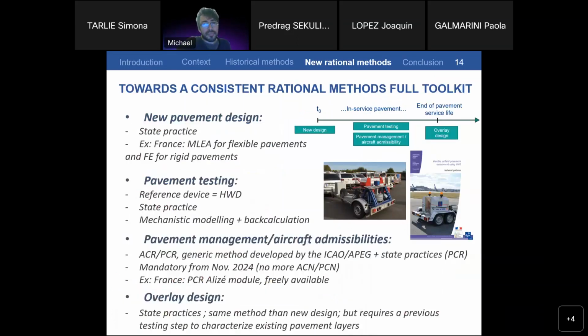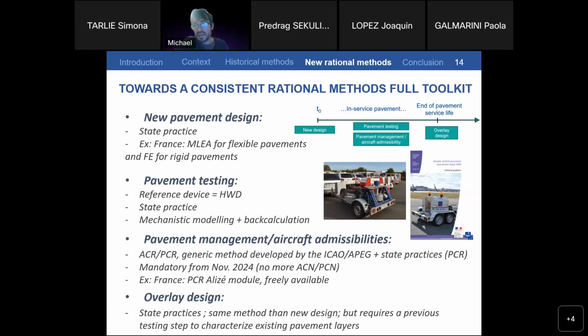So well, today we have a full toolkit of rational methods, from the new design to the overlay design, with the intermediate steps, which are the pavement testing and the pavement management. So for the new design, it's a state practice. In general, the methods are multi-layer elastic analysis for flexible pavement, and finite elements for rigid pavement. For the pavement testing, again, it's a state practice. The reference device is the heavyweight deflectometer, and it combines mechanistic modeling plus a process of back calculation.